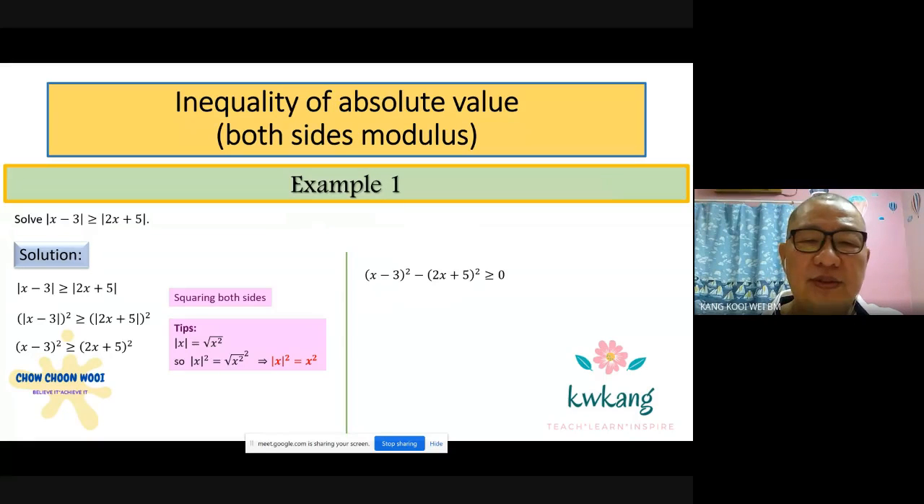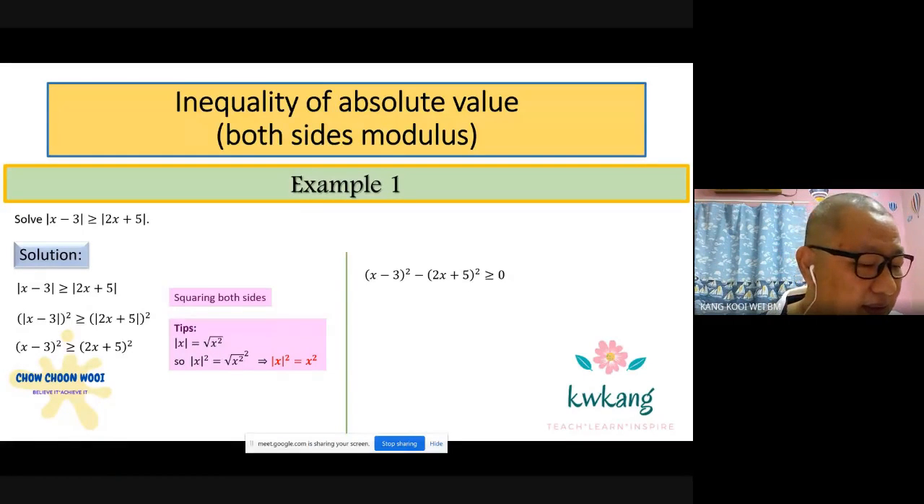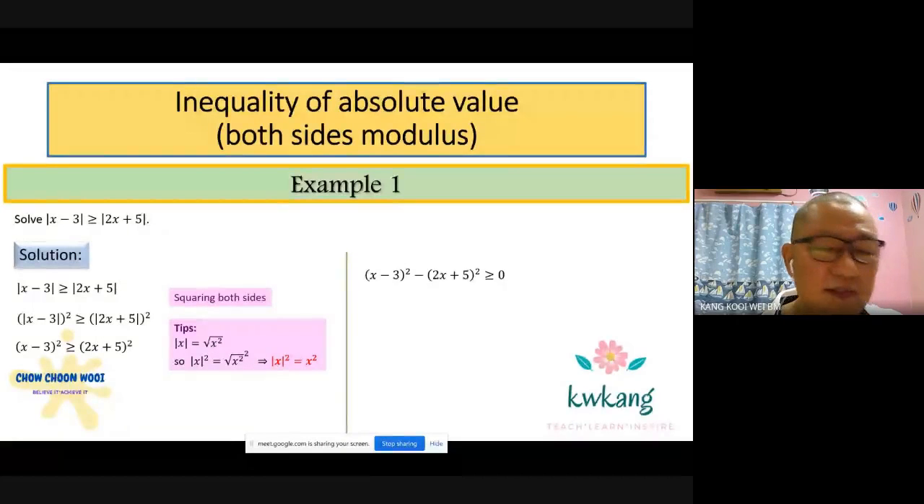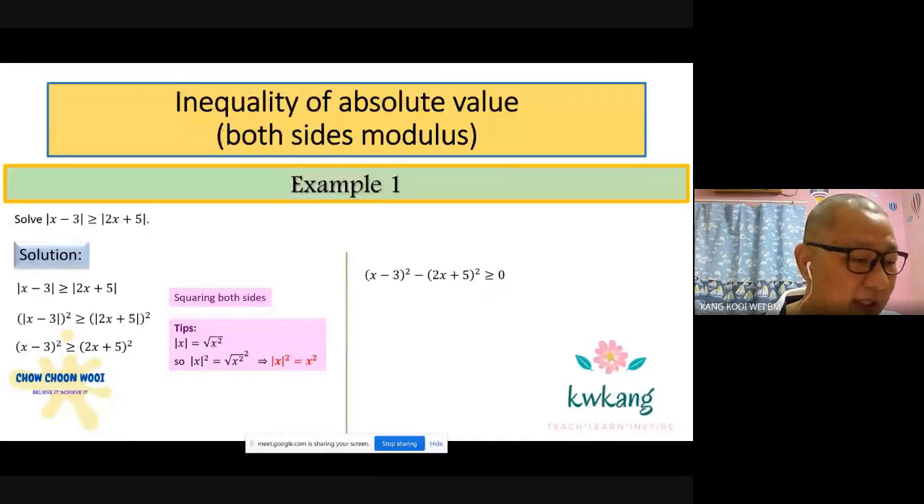As usual, this is not a linear inequality. As I said before, when you answer inequalities, first you must check, is this a linear inequality? Since it is not linear, the right hand side must be equal to zero, then expand.